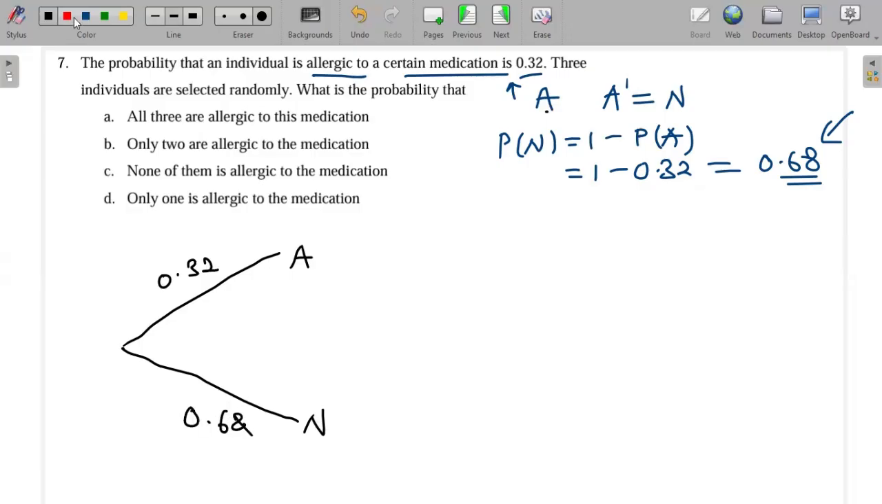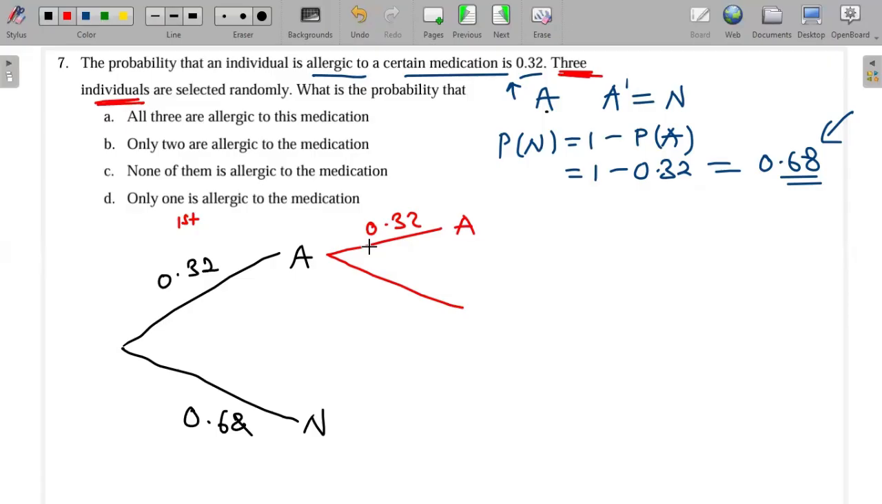Now remember, I'm selecting how many individuals? Three individuals. So this one here is my first selection, which means there should be a second selection. If my first selection was a person who was allergic, then for my second selection, maybe again I select a person who is allergic. So the probability is the same there, because we haven't been told whether the events are happening with replacement or without replacement.